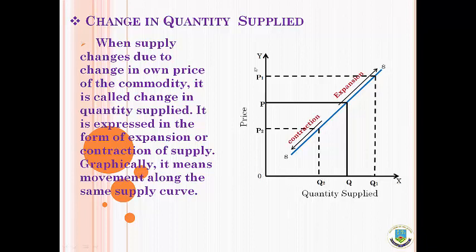So here OP1 shows expansion of supply. With a rise in price, quantity supplied also increases to OQ1. So here it shows expansion of supply.